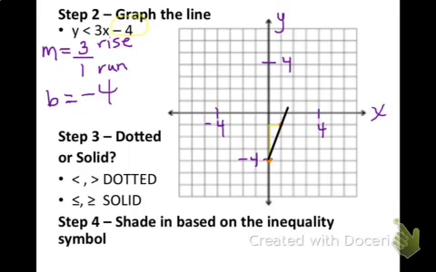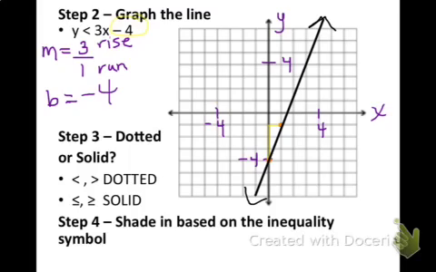So I graph my line, and of course I always need arrows to show. Well, I'll make that line a little bit longer this time. There we go. That's a little better. So now I'm done with step 2. Step 3 is very easy.